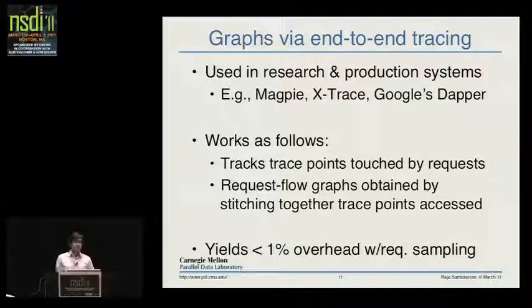Using request sampling, in which a decision is made at the entry point of the system whether or not to collect instrumentation for an entire request, the overhead of end-to-end tracing can be reduced significantly. For example, it's often less than 1% in many systems.